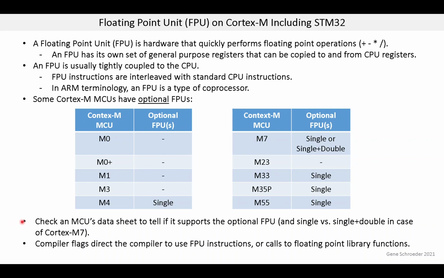So for a particular part, like an STM32 part, you would just check the data sheet and it will tell you whether it supports an FPU. If it's an M7, it will tell you whether it's single precision or whether it also handles double precision. Now, you need to tell the compiler via option flags whether the MCU you are using has an FPU. This is so the compiler knows whether it should insert FPU instructions into the code or whether it should instead insert function calls to floating point library functions. Now, if there is an FPU, but it only supports single precision, then the compiler will treat single precision calculations differently from double precision calculations. And we'll see this again in the next video lesson.